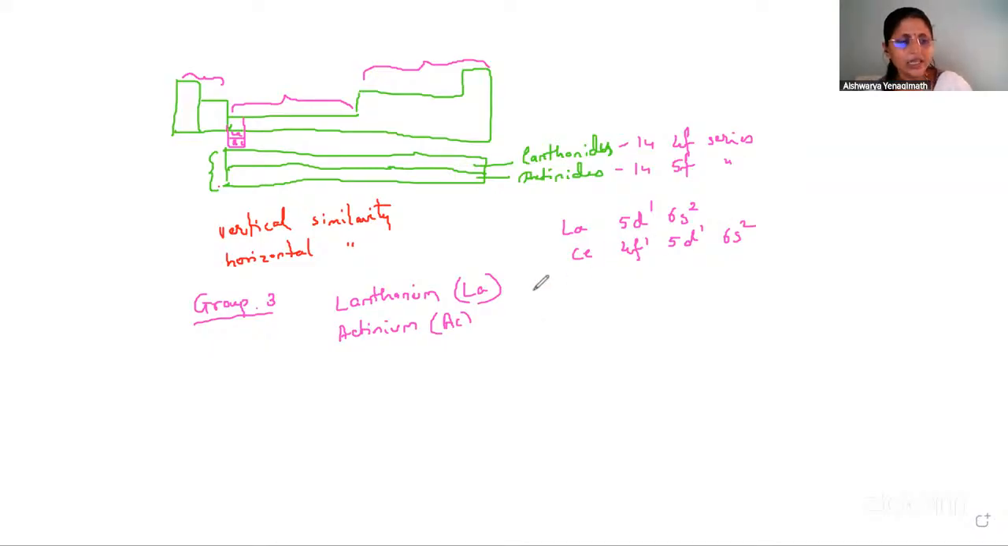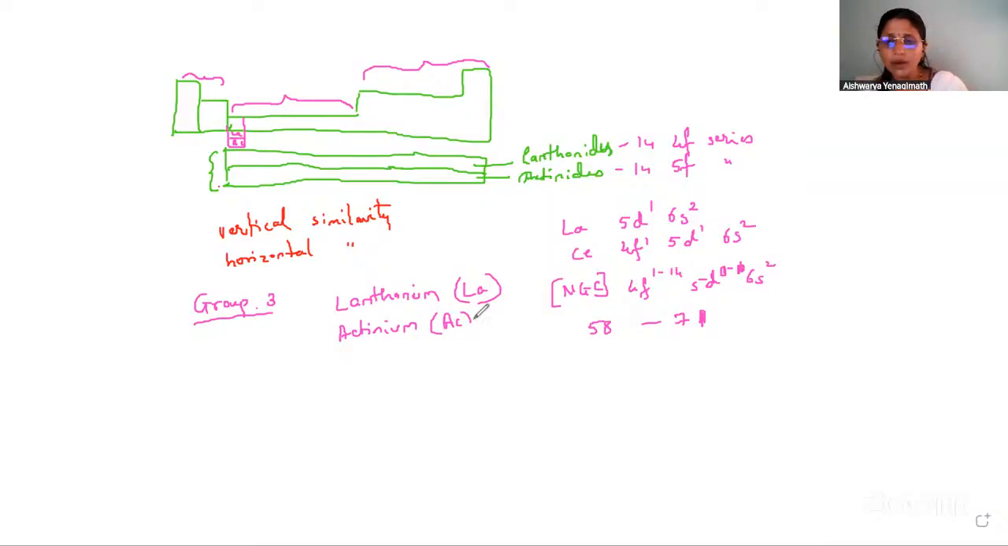So the general configuration of lanthanides, you write it as noble gas configuration, 4f 1 to 14, 5d 0 or 1, and 6s2. This is the general configuration. There are 14 elements, from 58 cerium to 71. You can count and see there are 14 elements. So these are lanthanides. Shall we talk about actinides?